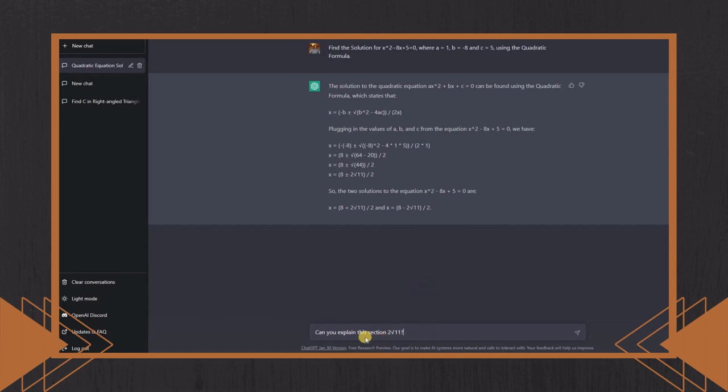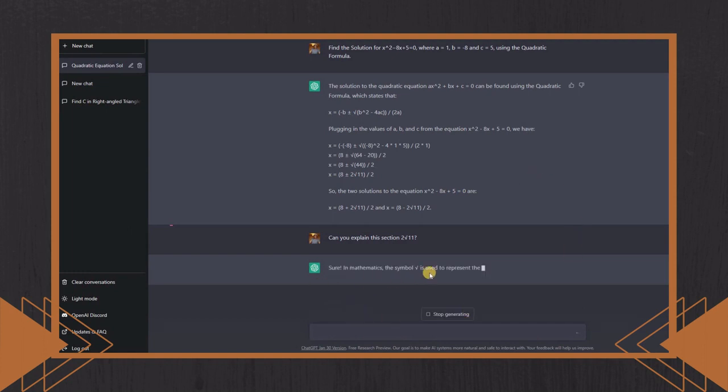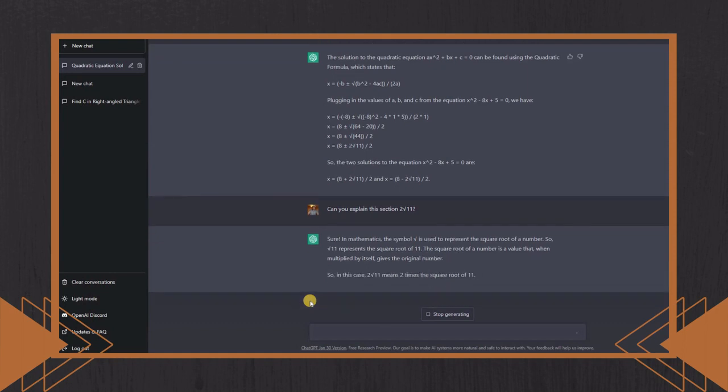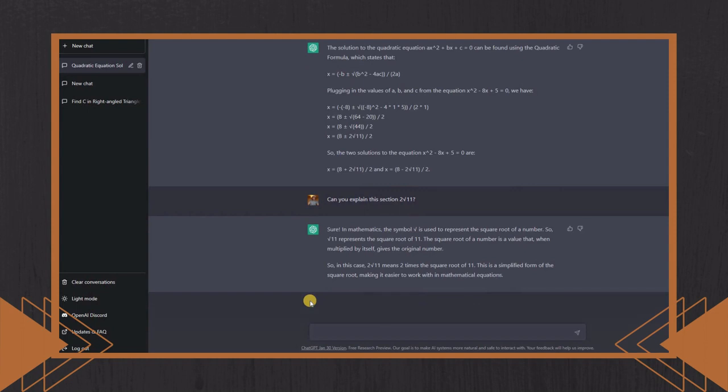So I'm asking ChatGPT to explain this section. So I'm going to see what it has to say. And as you can see, guys, it's actually explaining. So it says, sure, in mathematics, the symbol square is used to represent the square root of a number. So square 11, which is not really what I want, represents the square root of 11. The square root of a number is a value that when multiplied by itself gives the number. No, this is not really what I want. I want to find out why.